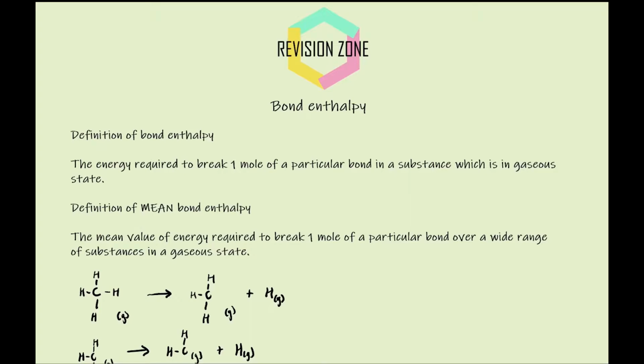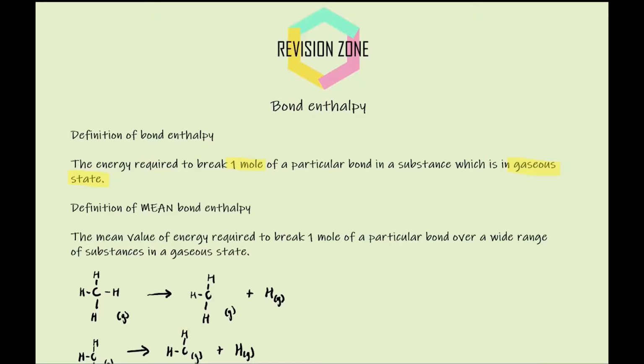Now, the definition of bond enthalpy, there are two definitions you need to know. We'll look at both of those. So the definition of bond enthalpy is the energy required to break 1 mole of a particular bond in a substance which is in gaseous state. It's quite important, that gaseous state. And this links to the enthalpy of atomization, which we'll look at in later videos. And we, of course, have to have our 1 mole in every time.